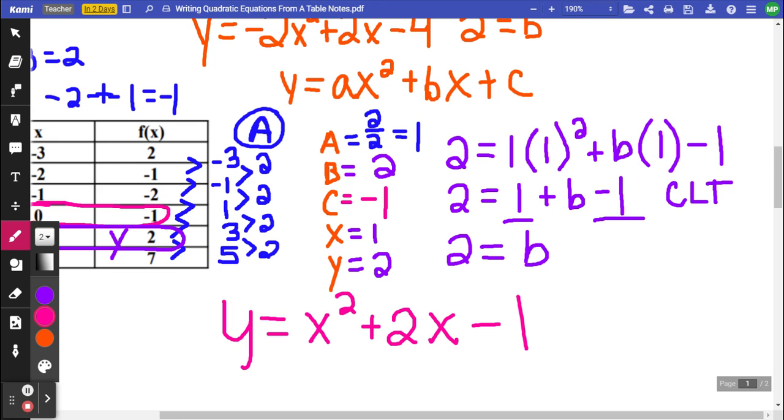Negative 1 minus 4 is negative 5 plus b. And then to get b by itself, I add 5. Add 5. So that gives me, woo!